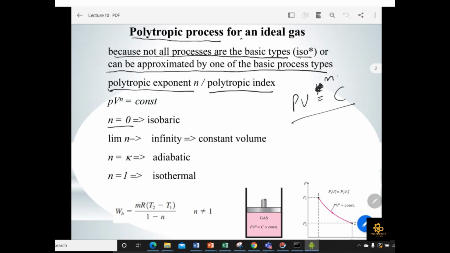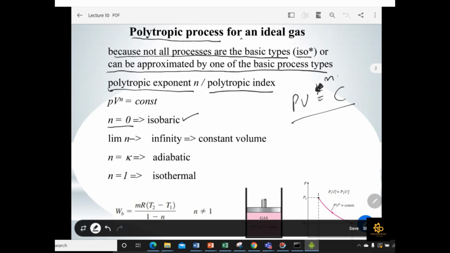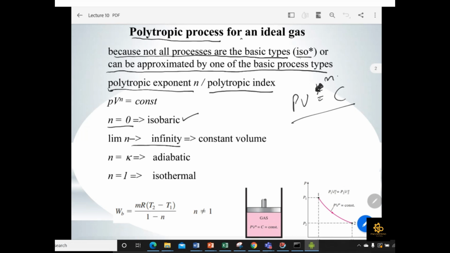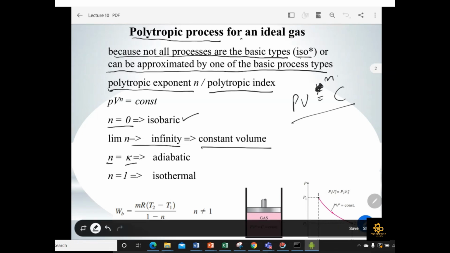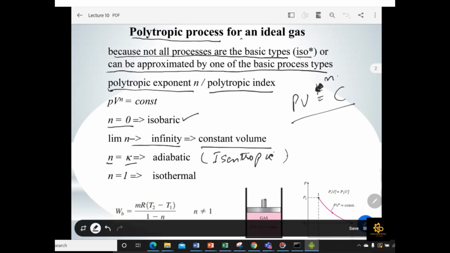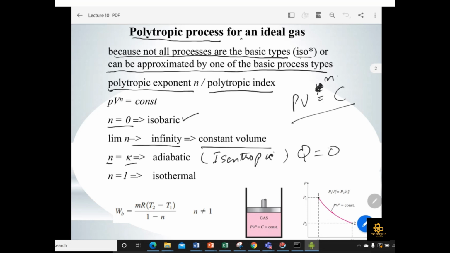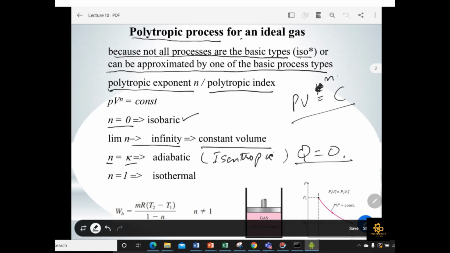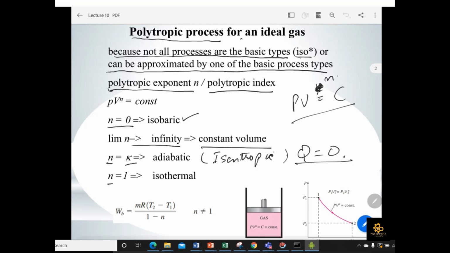First, if the n value is 0, this is called an isobaric process. If you put the n value as 0, you will find pressure constant. If n tends to infinity, it turns out to be a constant volume process. If your n value is equal to k, which is our previous case, it turns out to be an isentropic process, which we already saw in the previous lecture. So if n is equal to k, it is an adiabatic, isentropic process. It means that heat transfer is 0 in that process, and only work is produced. Okay, and if n is equal to 1, it is an isothermal process.